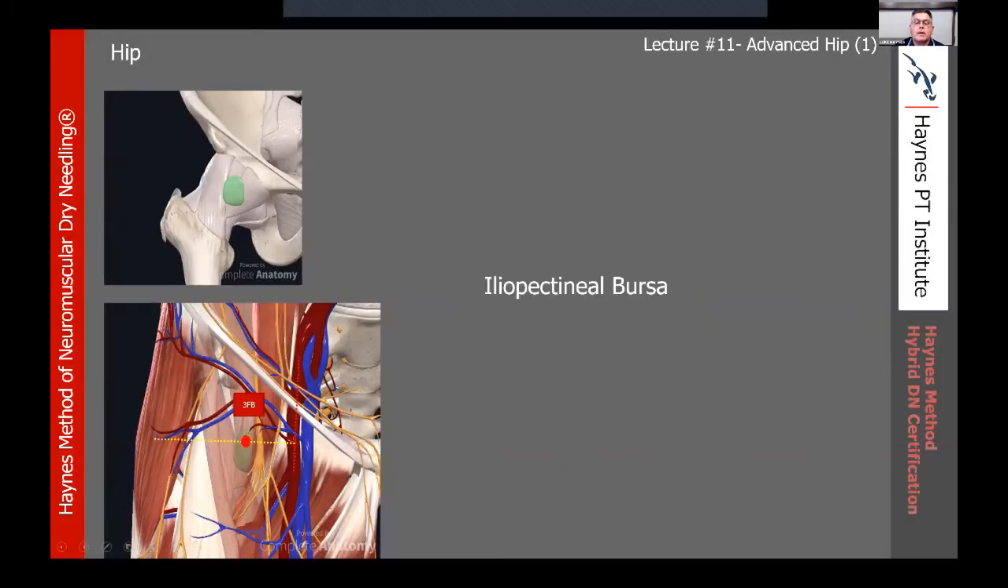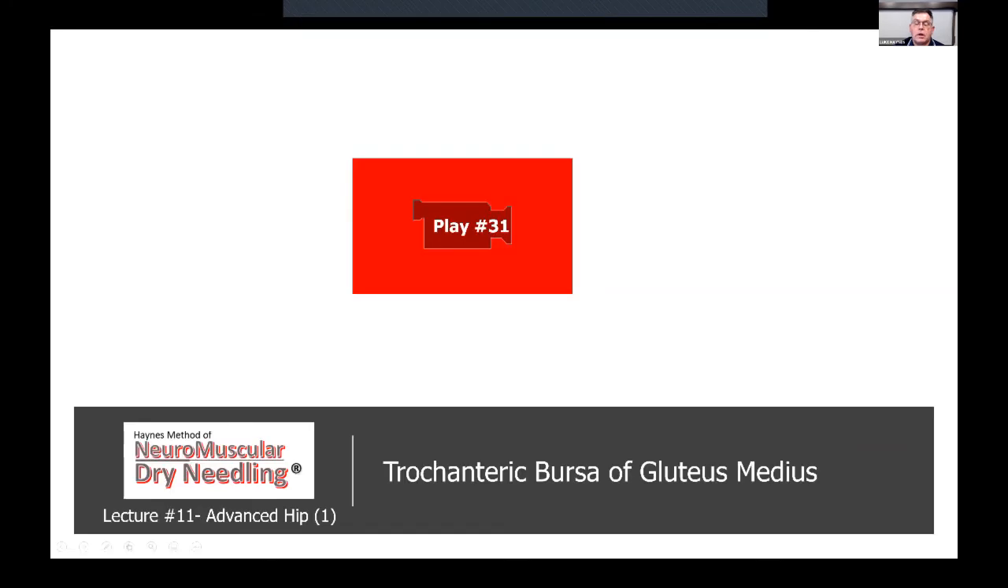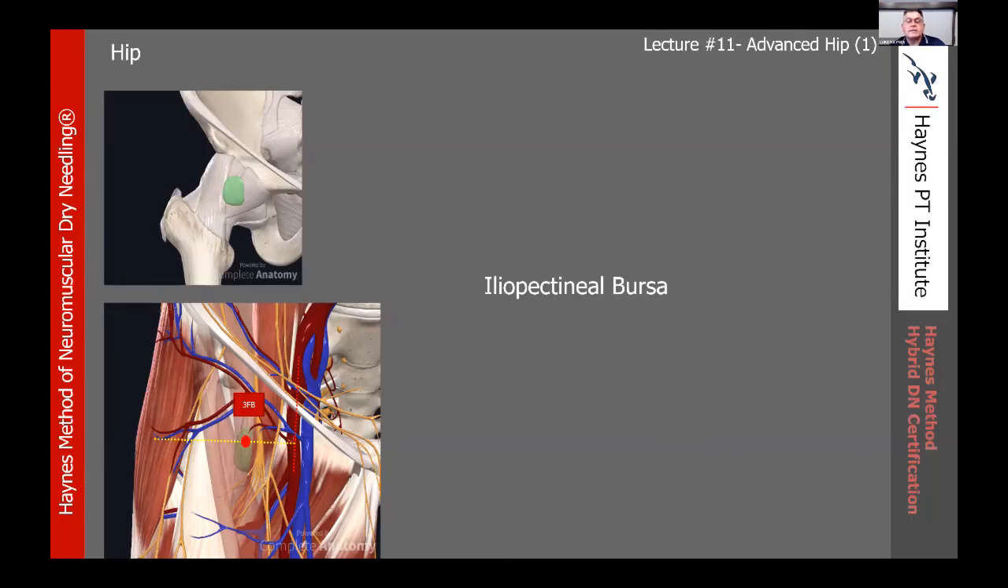Now, we'd mentioned there's also a trochanteric bursa of gluteus minimus. It's too small to differentiate between that and medius. Assume that as you're needling the gluteus medius trochanteric bursa, you're also going to get gluteus minimus. I believe the one for medius is less significant than for maximus, but again, they're probably communicating themselves. So I would needle maximus, then medius, to get the effect that we're looking for. Iliopectineal bursa.